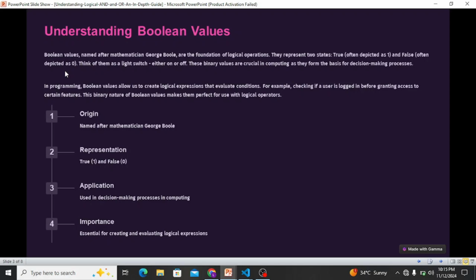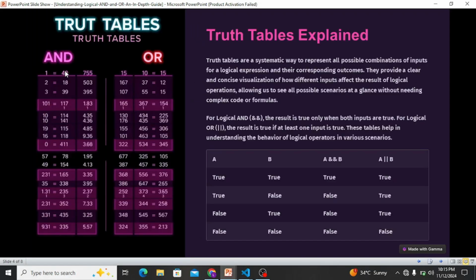Then we also have truth tables, which are a systematic way to represent all possible combinations of inputs for a logical operation and their corresponding outcomes. This helps us visualize how different inputs affect the result of a logical operator. So instead of cramming all these things into our brain, we can just have this truth table at the back of our mind.